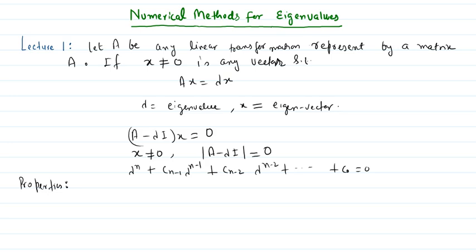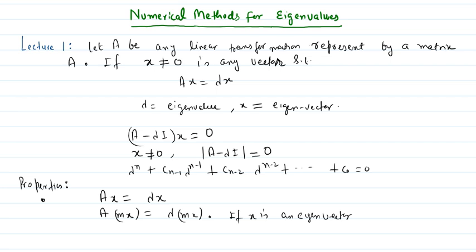Firstly, we have Ax equal to lambda x. So you can multiply x with any number, say m x. So if x is an eigenvector, so is m x. So any multiple of an eigenvector is also an eigenvector.